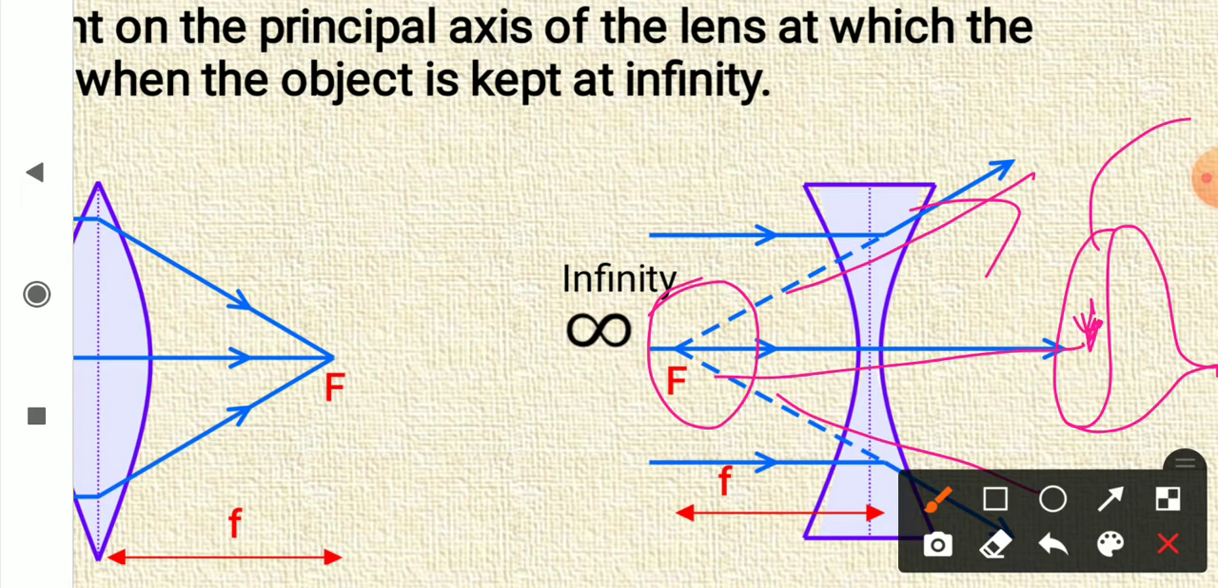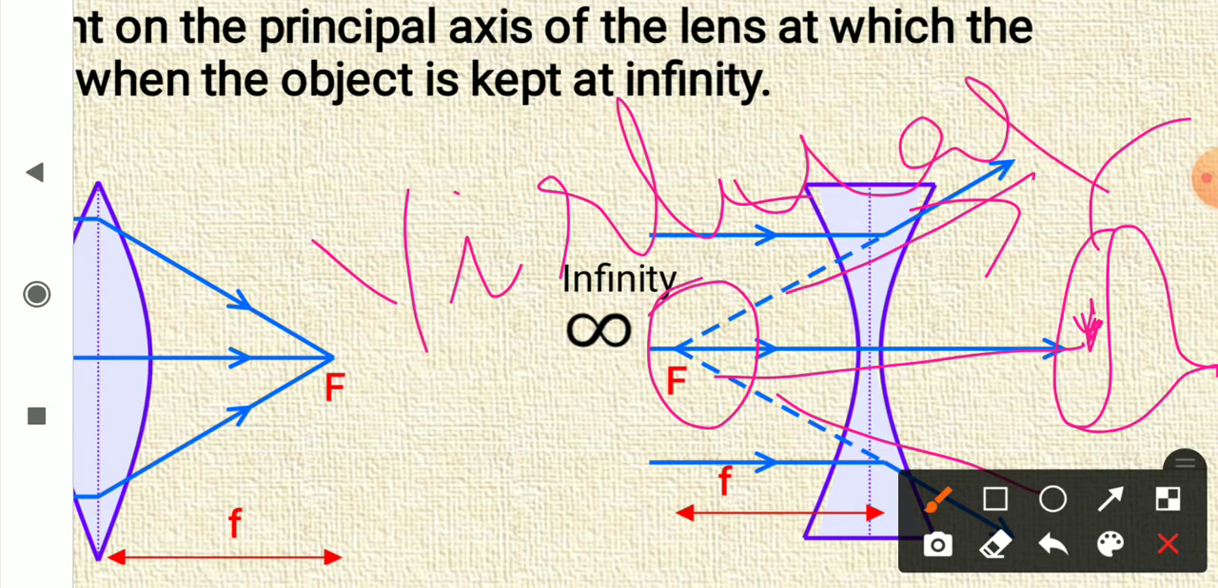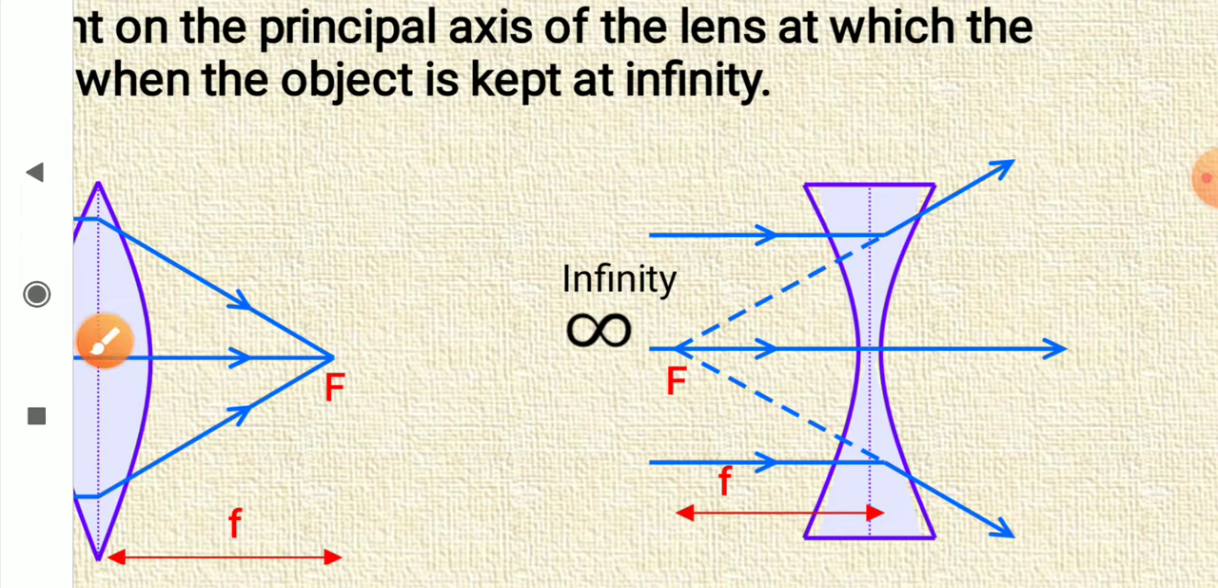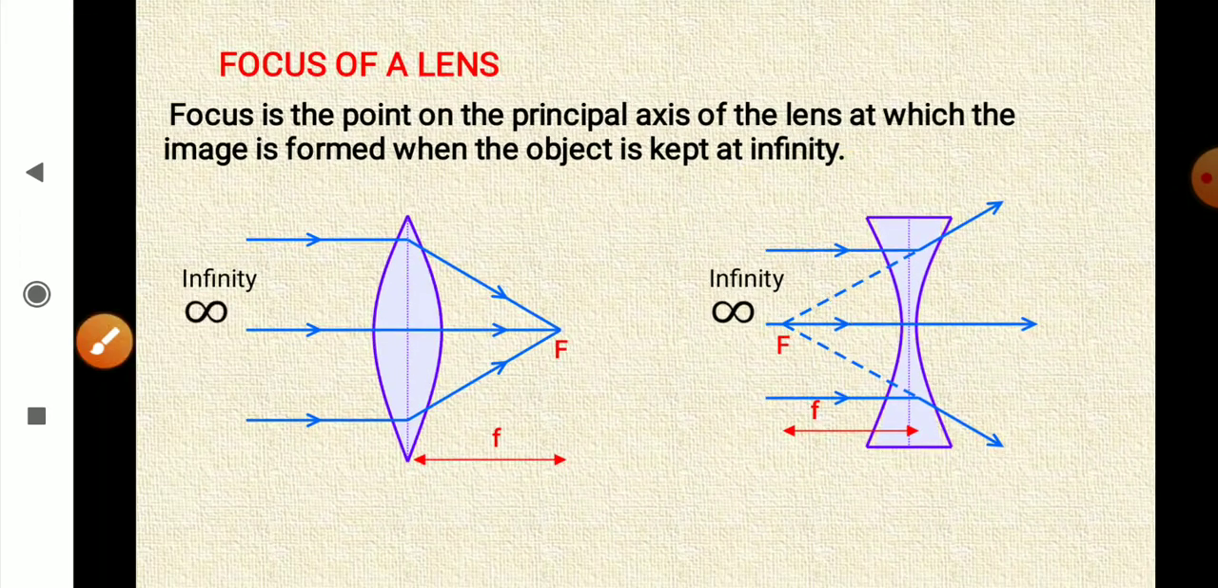So this is a virtual image of the object at infinity, and virtual image cannot be taken on screen. If you place a screen here, there are no rays here, so no image will be seen on the screen. So a virtual image is formed by a concave lens at its focus.